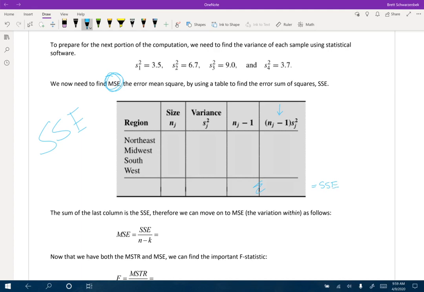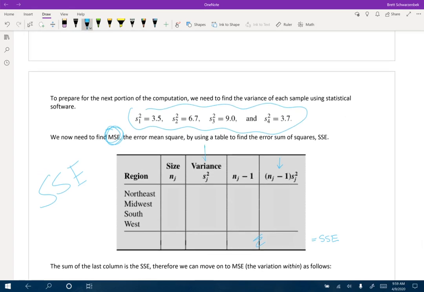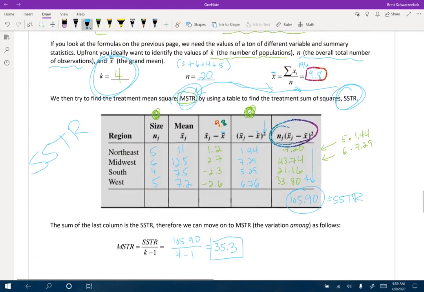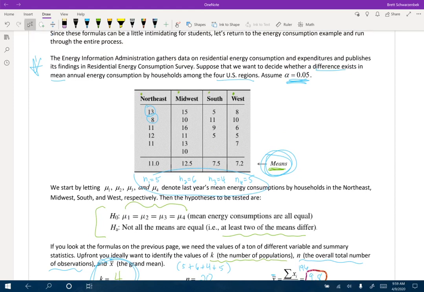Now note, a lot of times in these problems, the variances are given. Why? Because the variance is a key part of the SSE calculation. If you look back at the data, we don't have anywhere in the given information anything about the variance of, let's say, these 5 values right here.